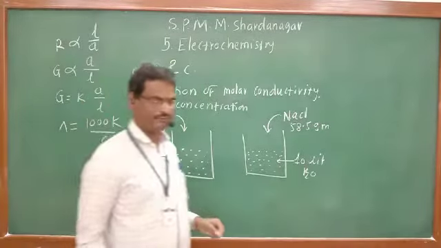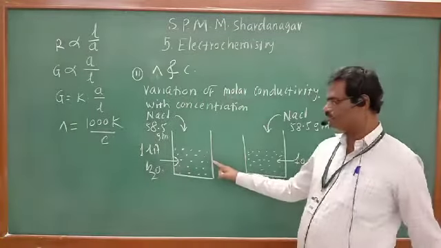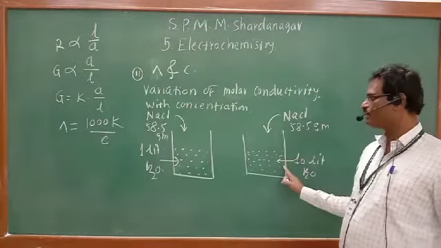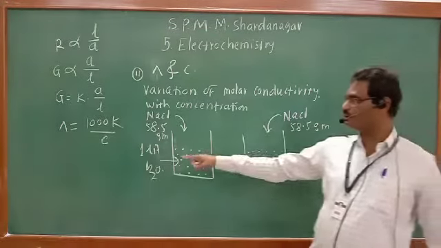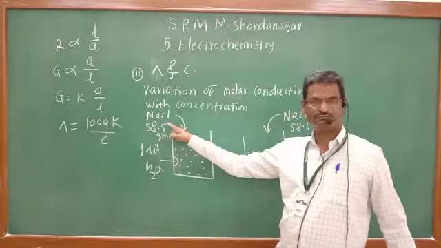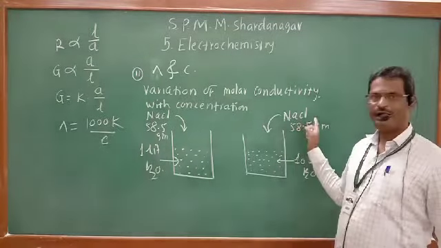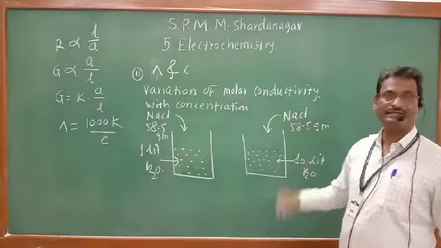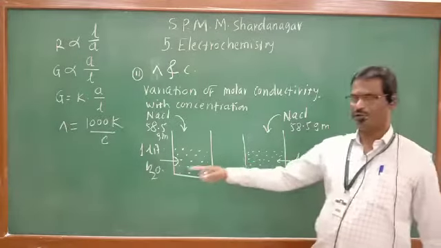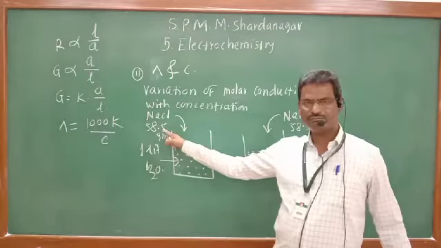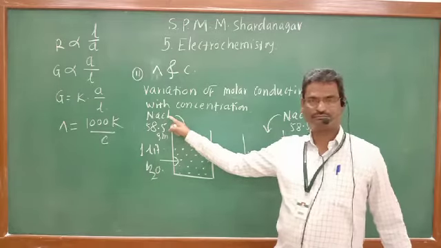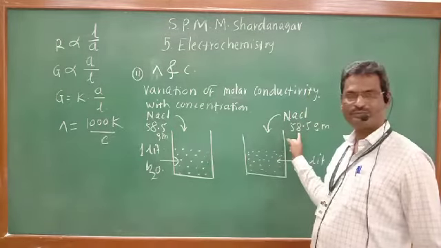See the difference carefully. In the first beaker 1 liter water is taken. In the second beaker 10 liter water is taken. In the first beaker I have added 58.5 gram NaCl. In the second beaker also I have added 58.5 gram of NaCl. Or the electrolyte, say electrolyte, 1 mole. Why 58.5 I have taken? Because that is the molar mass of sodium chloride. Here also this is molar mass of sodium chloride.